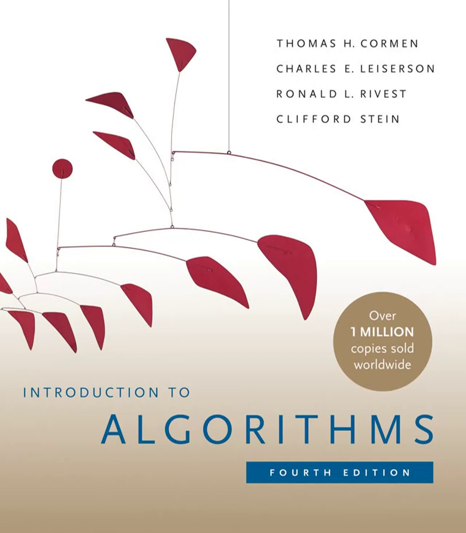But DFS adds another tool to its toolkit, timestamps. We record a discovery time, or v.d, when we first encounter a node and color it gray, and a finish time, v.f, when we're done with it and color it black. So we're time-stamping our exploration. How does the actual DFS procedure work?